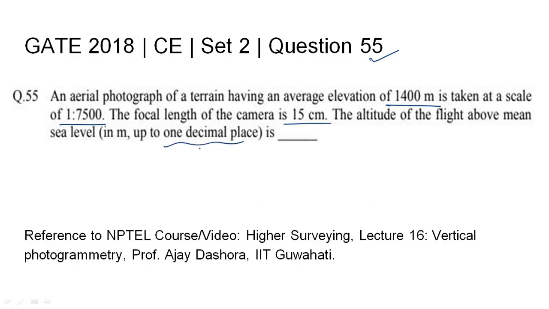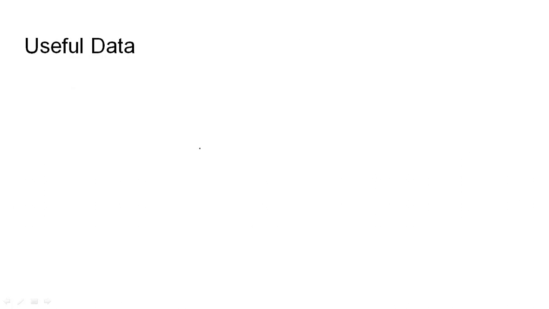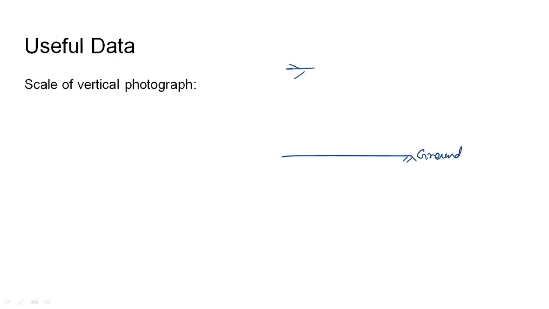The relevant NPTEL reference has been cited. When it comes to finding the scale of a vertical photograph, an aircraft is flown over the ground which is at a certain elevation from the datum level. Let us call this an average elevation over the datum level. So the aircraft has a camera focused on the ground which clicks photos. This camera will click photos with a certain focal length.